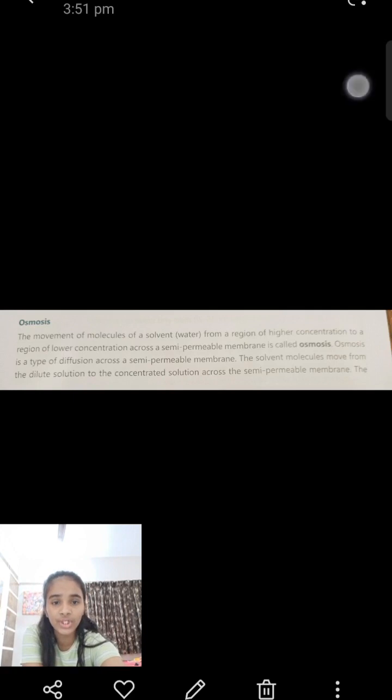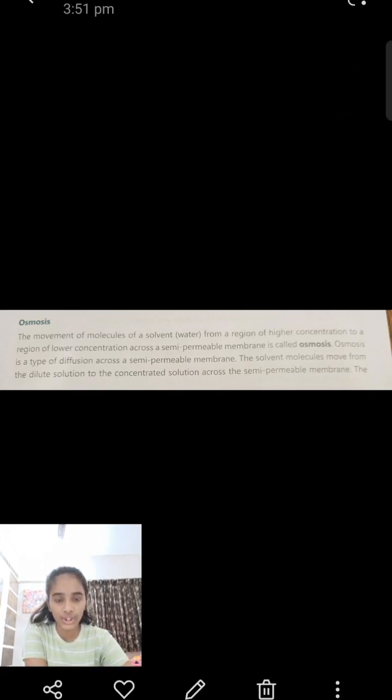Now 60th question is, how do solvent molecules move? The answer is, osmosis is a type of diffusion. It's a type of diffusion across the semi-permeable membrane. The solvent molecules move from the dilute solution to the concentrated solution across the semi-permeable membrane.